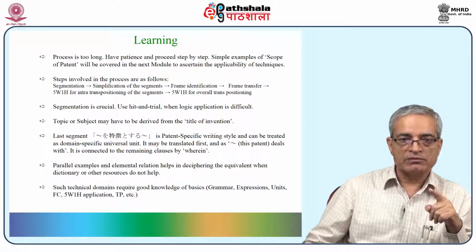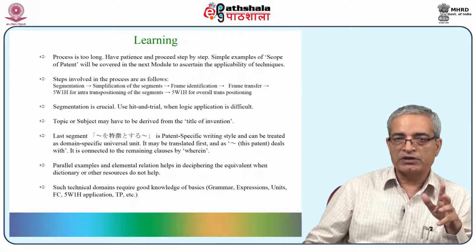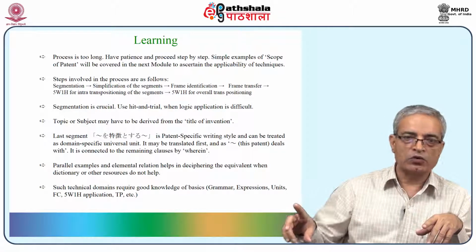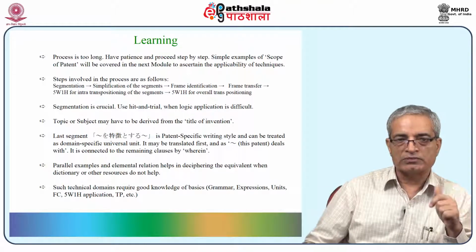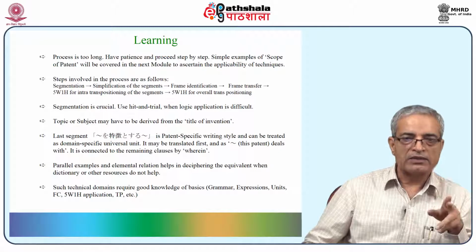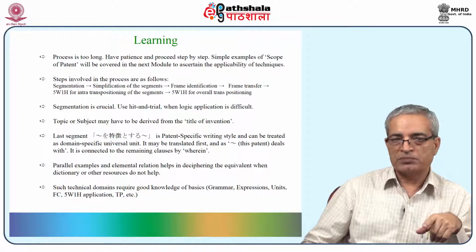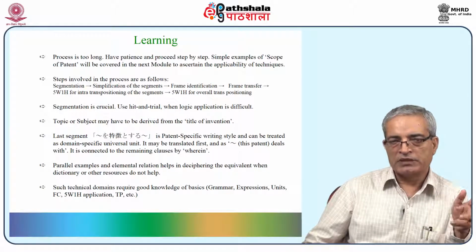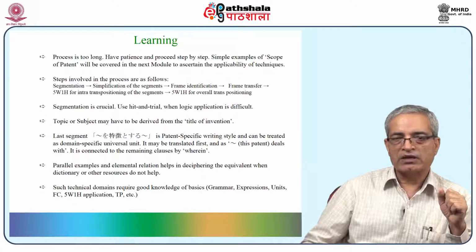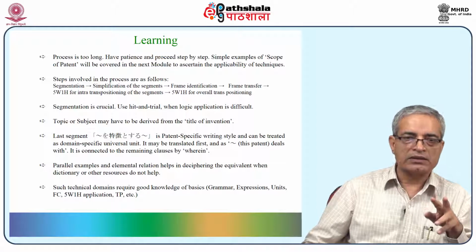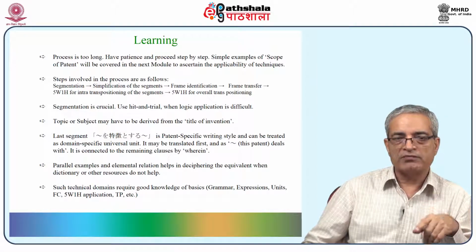So topic or subject may have to be derived from the title of invention. If it is not there, actually it was there coming at the end of the scope, but you do not know whether that is the topic or the subject, so it has to be picked up from outside. And the last segment, that is Otokchoto Suru, is a patent specific writing style and can be treated as a universal unit or domain specific universal unit, and may be translated first as "this patent deals with", and it is connected to the remaining clauses by "wherein".